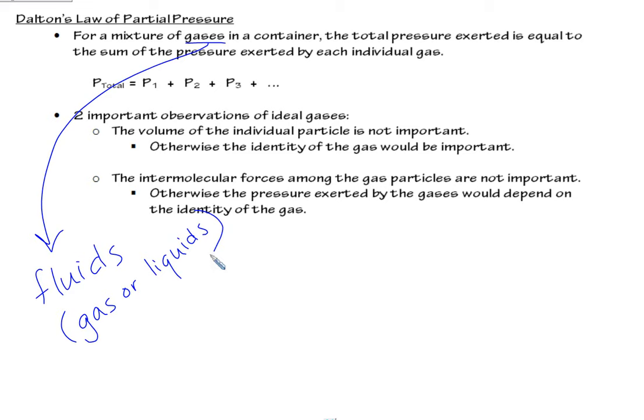And again, if the identity of the particle were important, then we might have to think about things like intermolecular forces. Would that affect the amount of pressure exerted by a particular gas? If one gas had stronger intermolecular forces than another, that might affect the pressure that we see. And it's not going to be a factor. The intermolecular forces among the gas particles will not be a factor because technically these gas particles are so far apart that they're not close enough to have intermolecular forces be any kind of significant attraction between the particles. It's not going to affect their collisions, meaning it won't affect their pressure exerted.